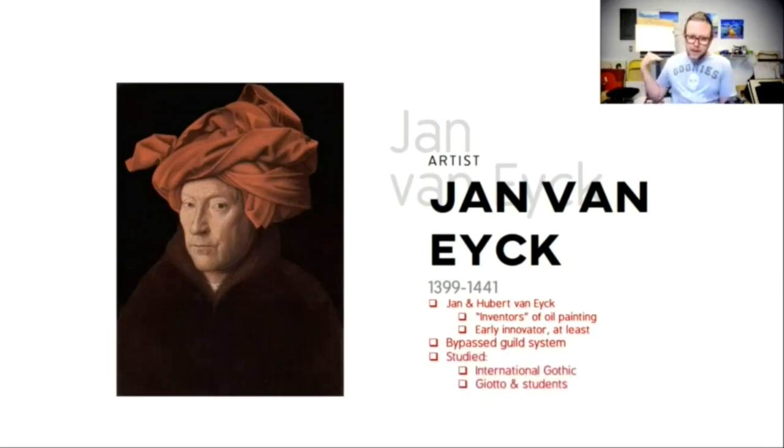He studied by taking a look at the international Gothic style that was happening in sculpture, and also made his way down south to the Italian peninsula and took a look at Giotto and what his students had been doing in the time before him. Jan van Eyck, as you see, 1399 to 1441. Giotto and his students were the generation prior, but their work was there to be viewed, and he's going to take those and play around with it.